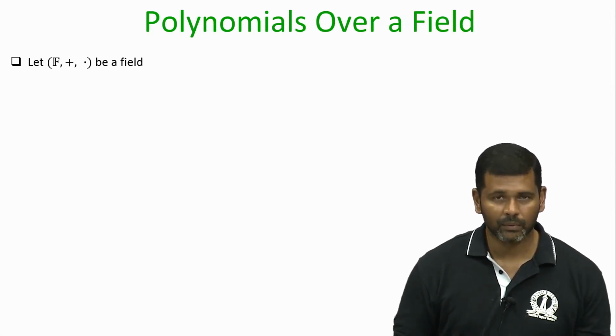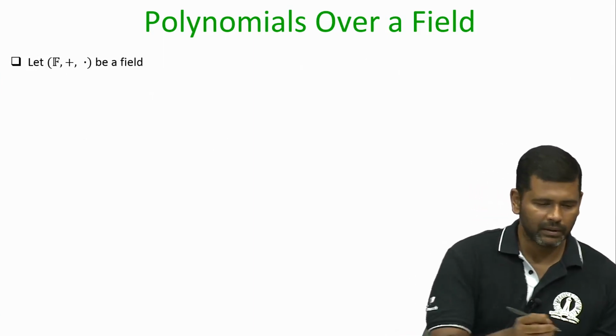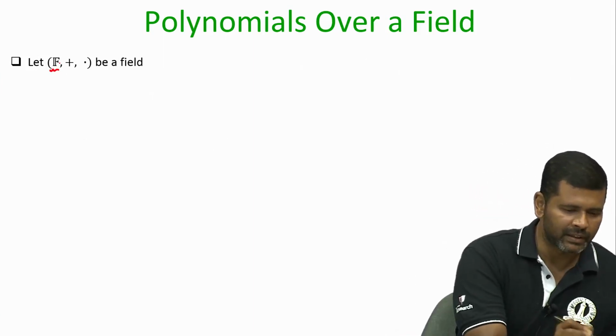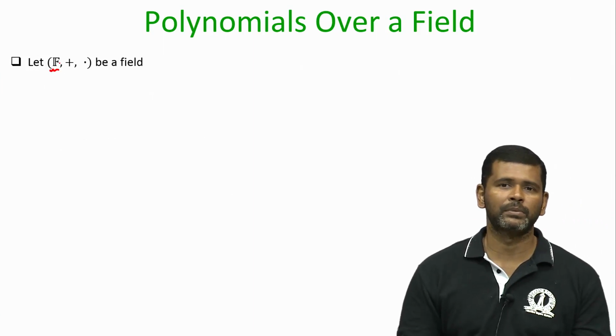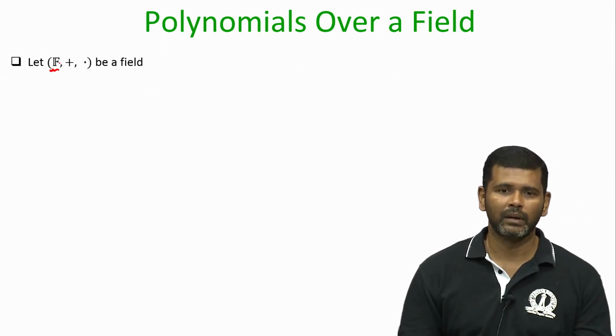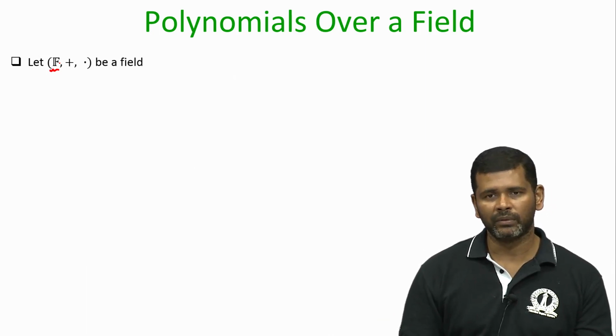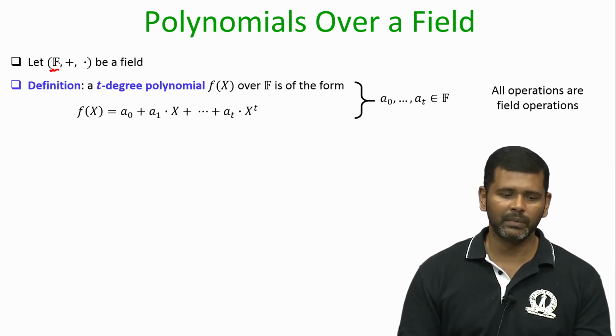So, what are polynomials over a field? Imagine you are given a field with an abstract plus operation and an abstract multiplication operation. The polynomials over a field are very similar to the usual polynomials that we are aware of, where we have integer coefficients or coefficients which are real numbers.